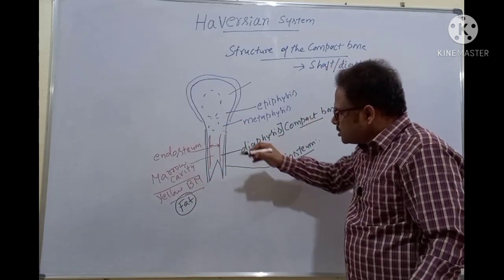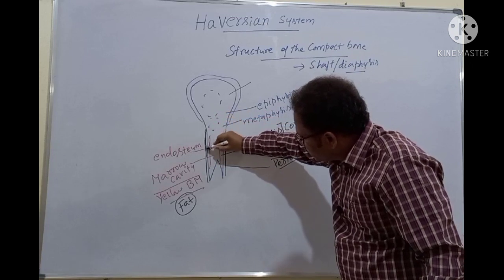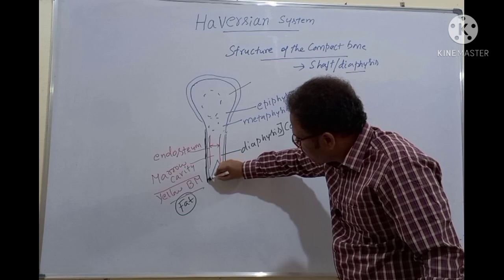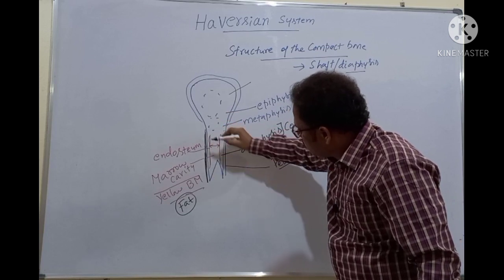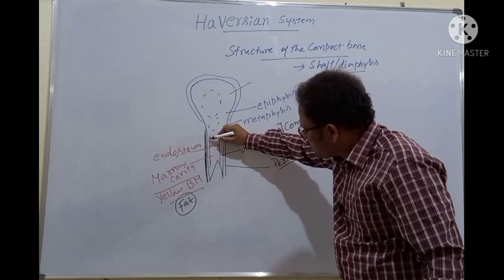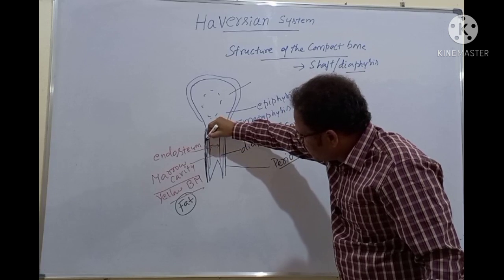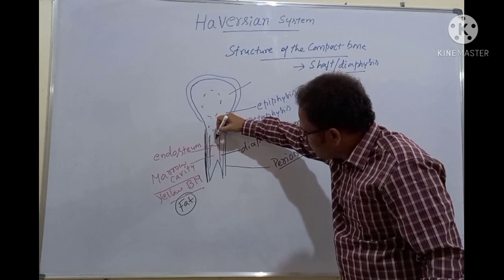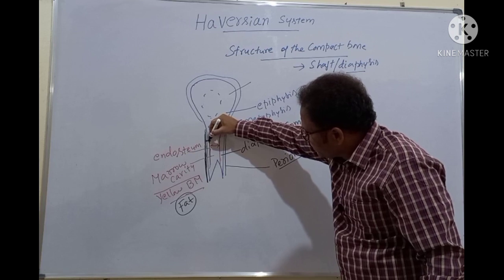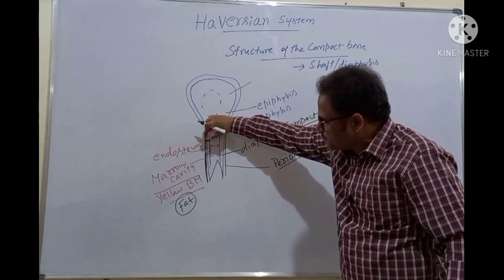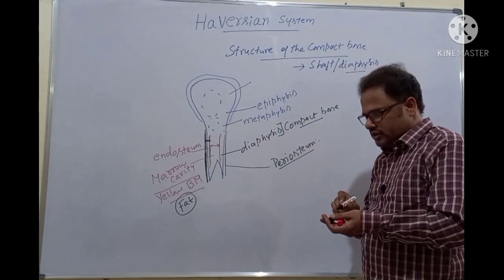Clear, students? See here, what is this one? Periosteum. This one is the periosteum. And what is this one? Endosteum, I told you. This one is an endosteum. Periosteum, endosteum. Here is a marrow cavity. Okay. So see here, some part is there. Let's discuss what is present in this part, that is present between the periosteum and endosteum. What is present? Let's discuss now.